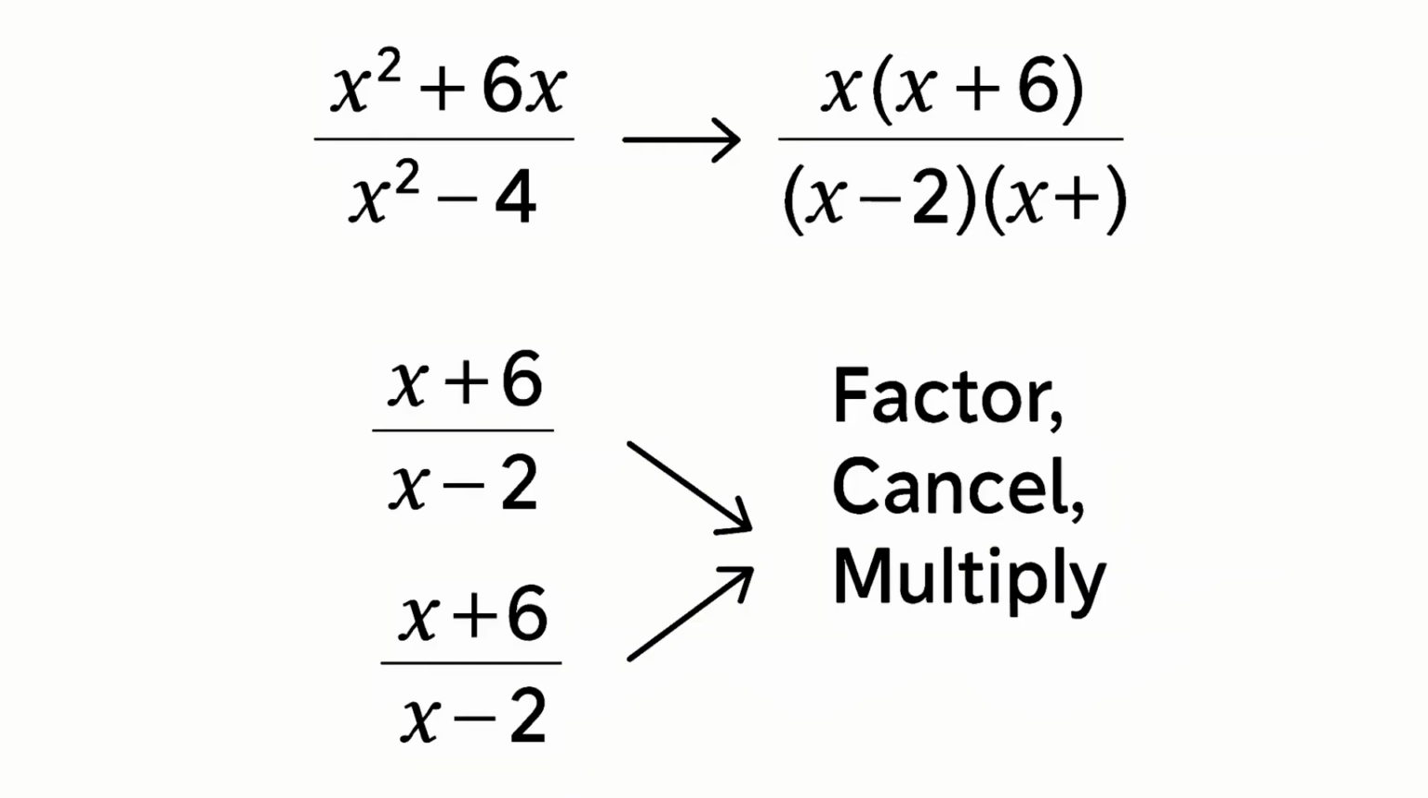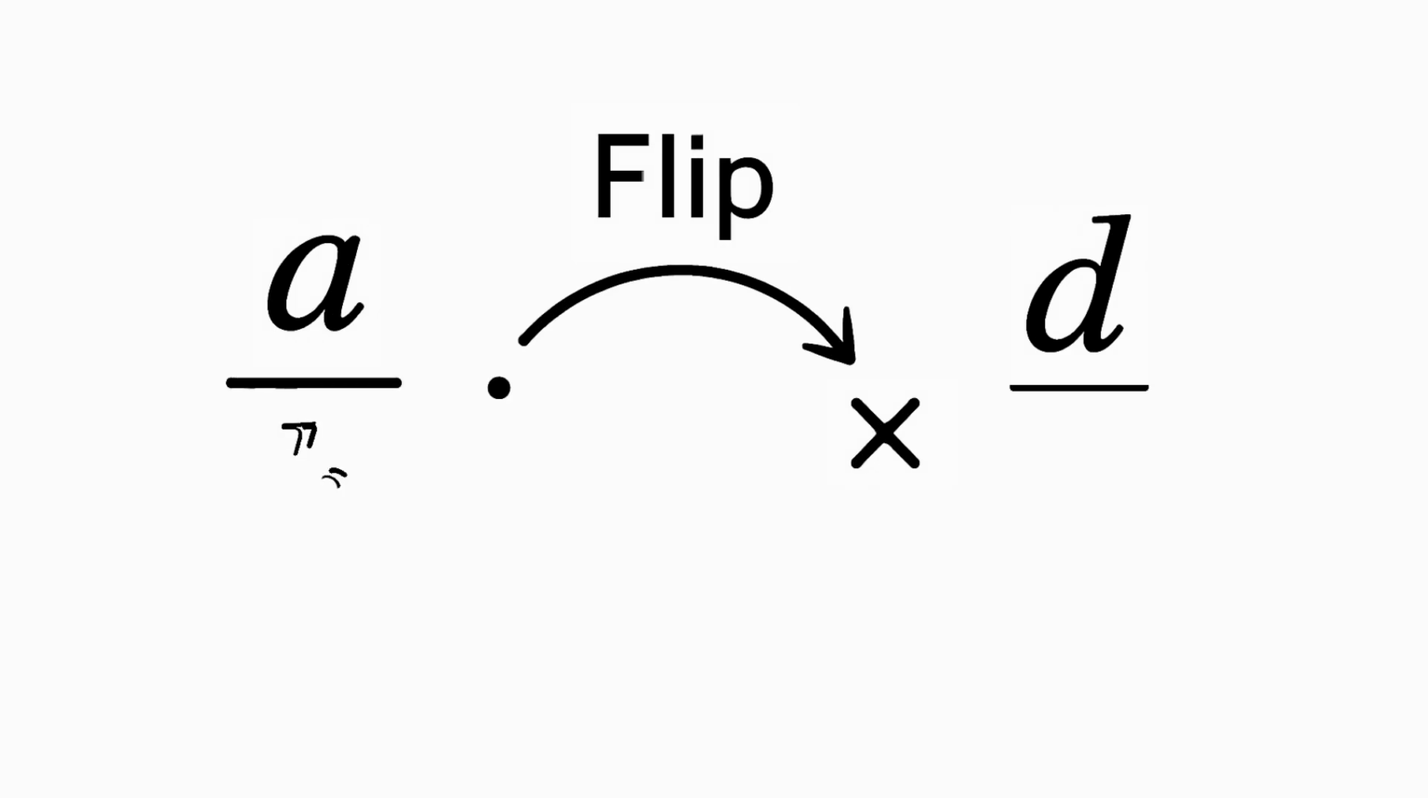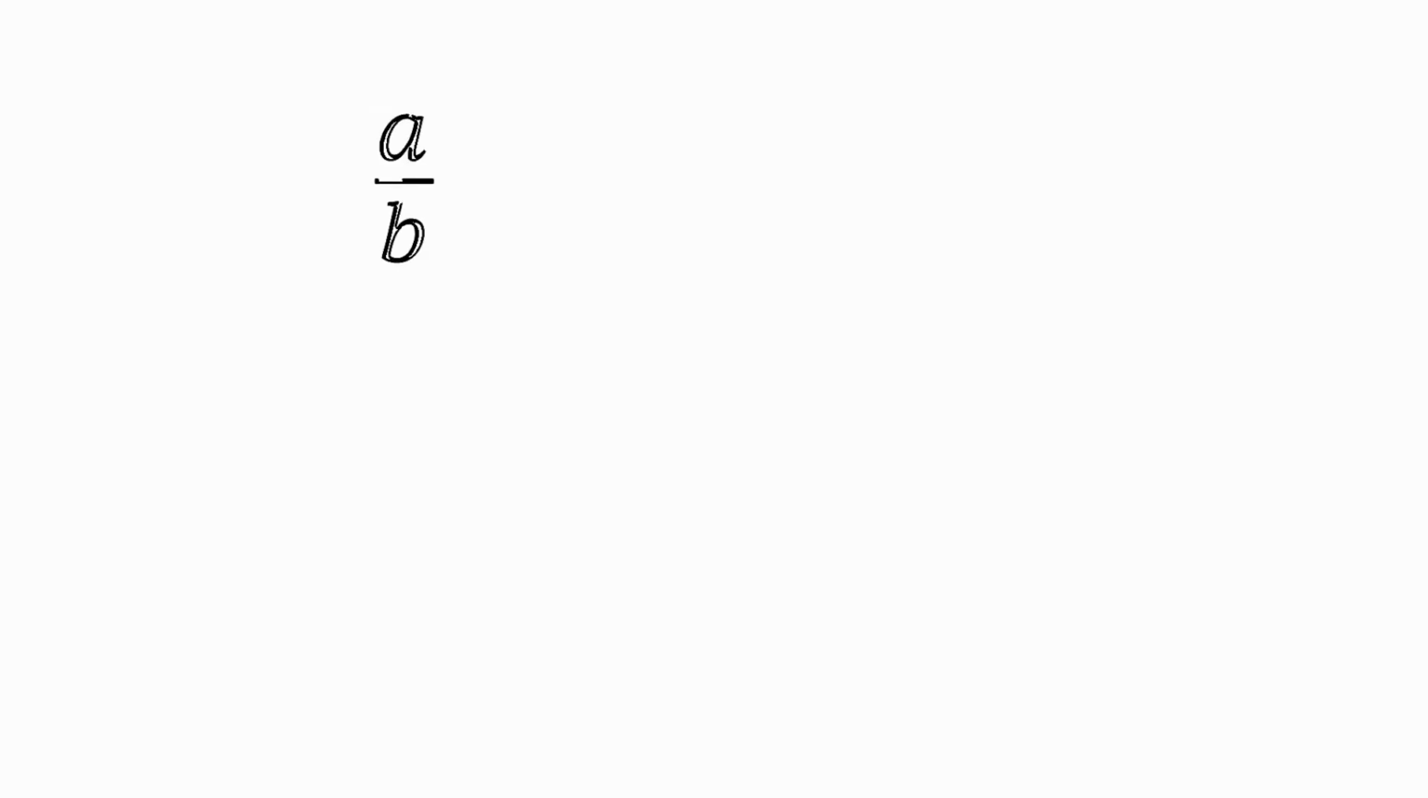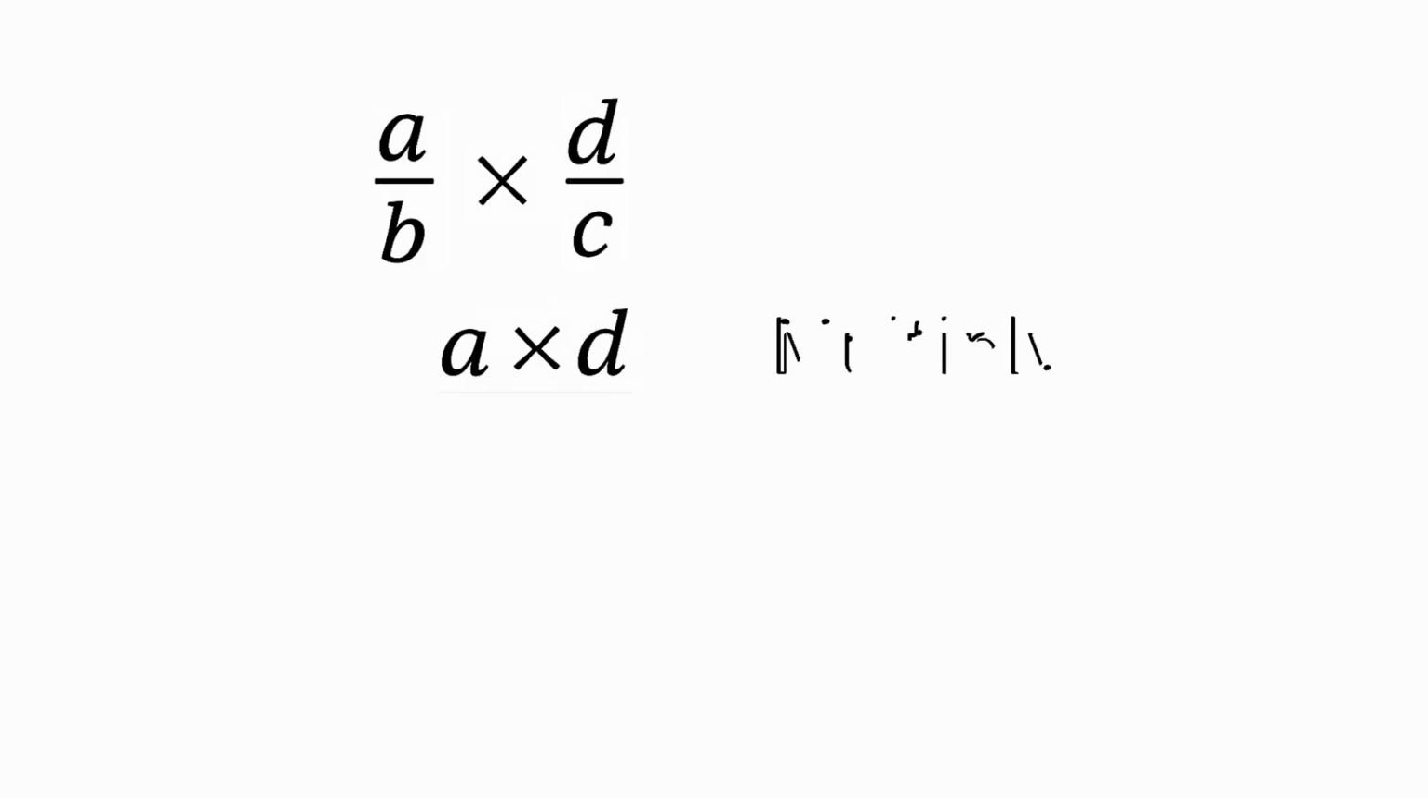To divide by a rational expression, we multiply by its reciprocal. That means we flip the second fraction. So a over b divided by c over d becomes a over b times d over c. Then we multiply and simplify like before.